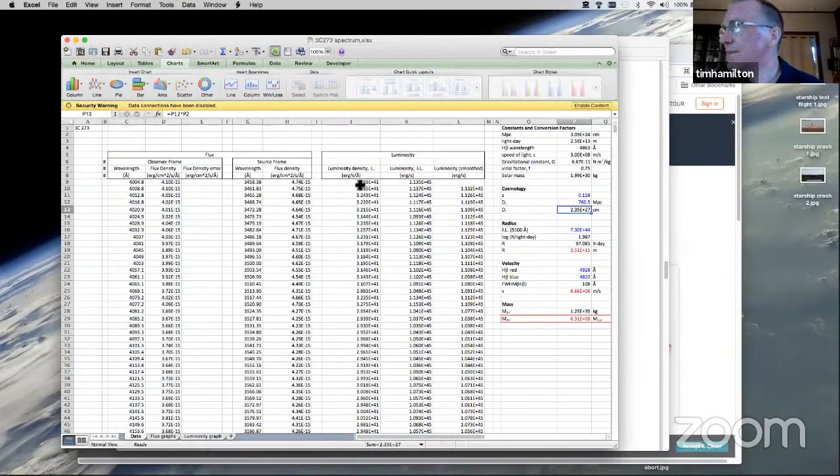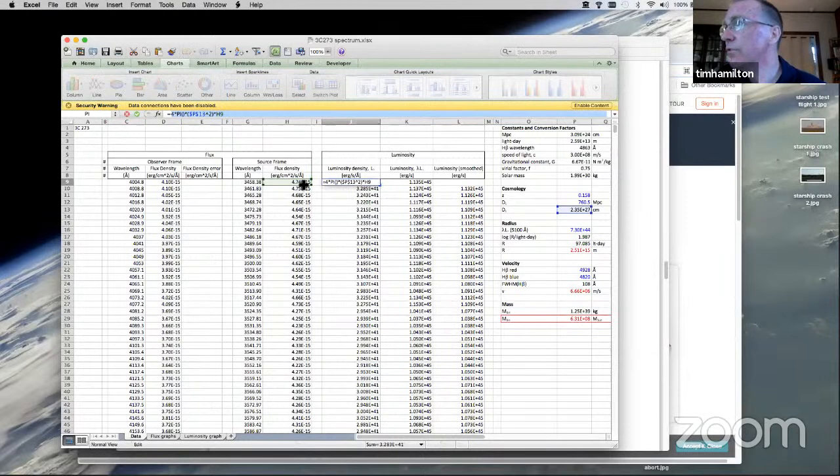So luminosity density, which is the easiest to do here, is just 4 pi times the distance squared, times the flux density. There's the distance in centimeters, quantity squared. Make sure you keep that as an absolute reference with the dollar signs, so it doesn't shift down to different cells. All right, so we get that.